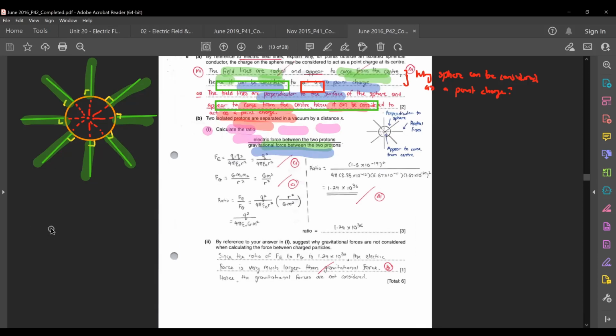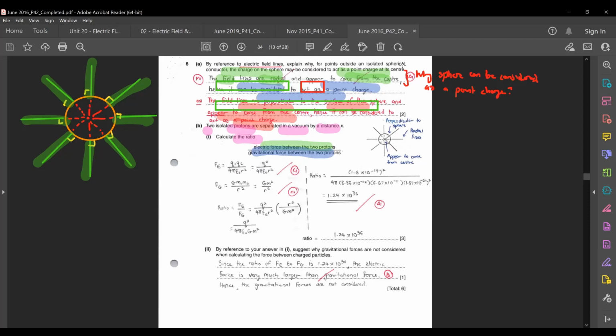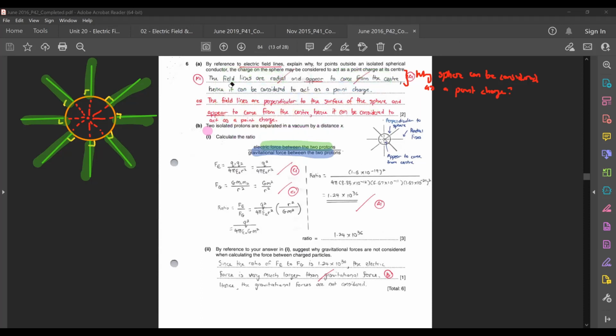You're talking about electric force, which is 1 over 4 pi epsilon naught QQ over R square, right? And gravitational force, from one of the earlier A2 chapters you learned, is actually GMM over R square, isn't it? So you have to make use of these two equations, Fe and Fg here, for two protons.